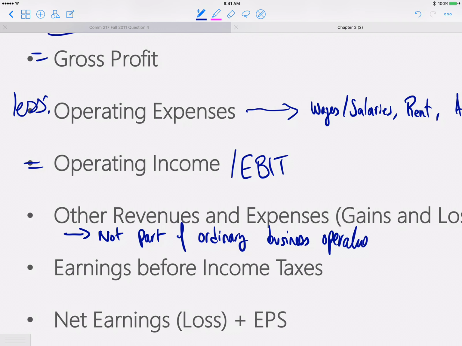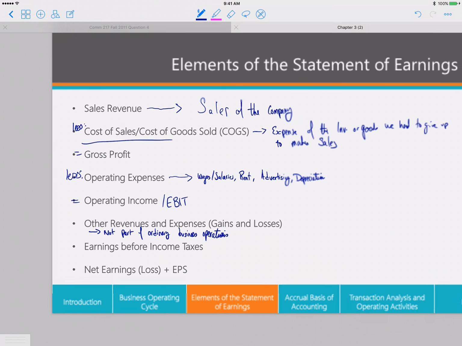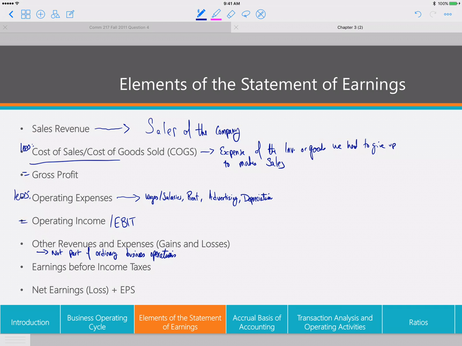So what do I mean by that? Let's say, for example, we own a restaurant and we do delivery. So we own a couple of delivery vehicles and we sell one of our vehicles at a gain. Our business is selling pizzas or food or whatever our restaurant serves, but we're not in the business of selling vehicles. So that would be part of a non-regular revenue. It's not part of our regular operation, so that would be included there.